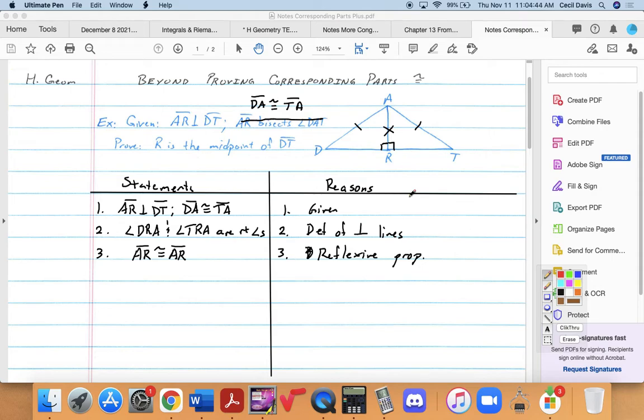Right triangle. Have I stated that I have a right triangle yet? No. So we need to state that we have right triangles. So triangle DRA and triangle TRA are right triangles. That's just the definition of a right triangle.